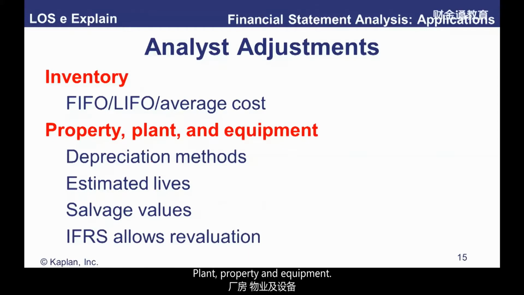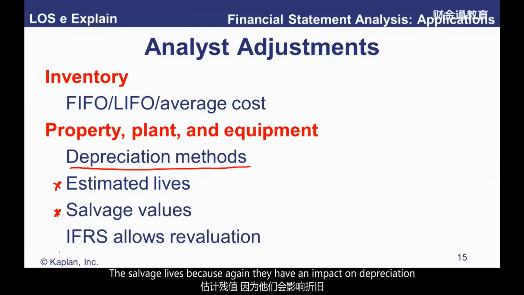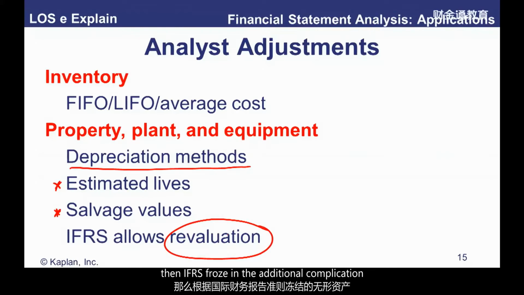Inventory, well, FIFO, LIFO, average cost, of course, we need to move the companies in line. Plant, property and equipment, certainly the depreciation methods, accelerated versus straight line, we might need to make an adjustment for that. We need to look at the accounting estimates in terms of the estimated lives, the useful economic lives, the salvage values, because again, they have an impact on depreciation and therefore not only the asset values in the balance sheet, but earnings in the income statement. Again, if we're looking internationally, then IFRS throws in the additional complication that PP&E and intangibles can be revalued to fair value. US GAAP, of course, does not allow that.